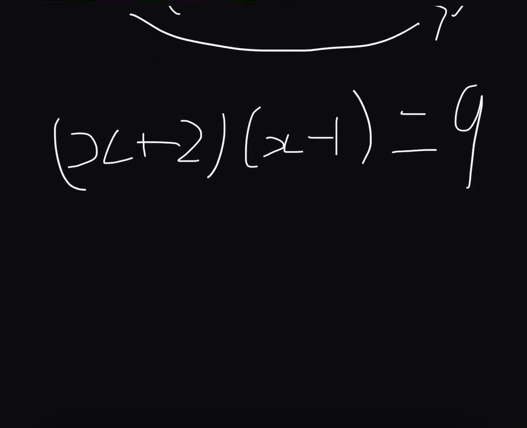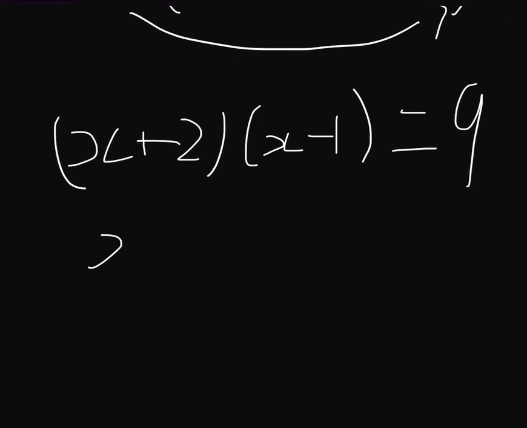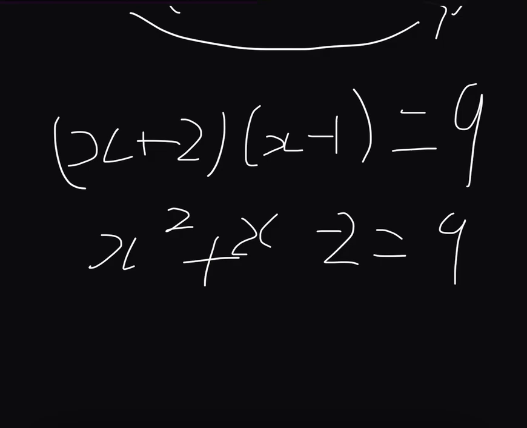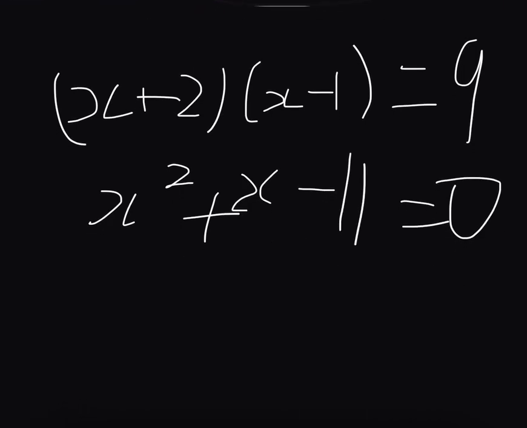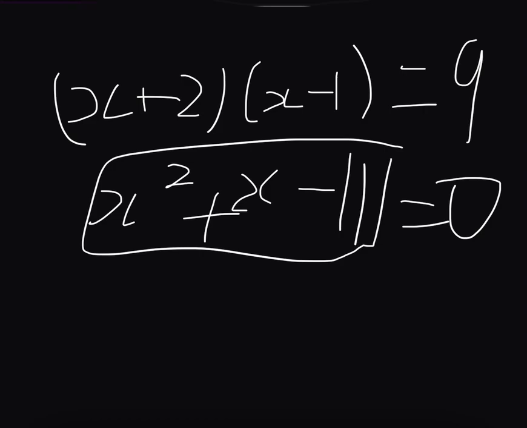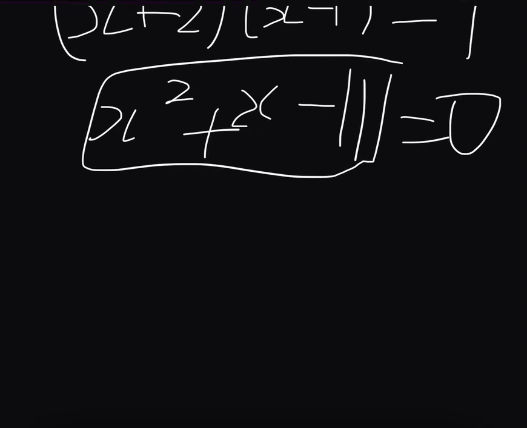Now, if we expand these brackets, we get x squared plus x minus 2 equals 9. Then we can bring this 9 over. So then we get x squared plus x minus 11 equals 0. And if we look here, this is just a quadratic equation. And we can either just factorize it or use the quadratic formula.